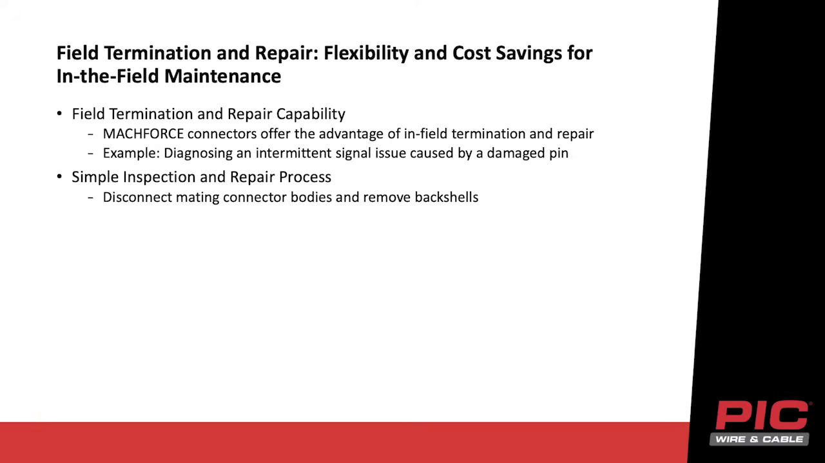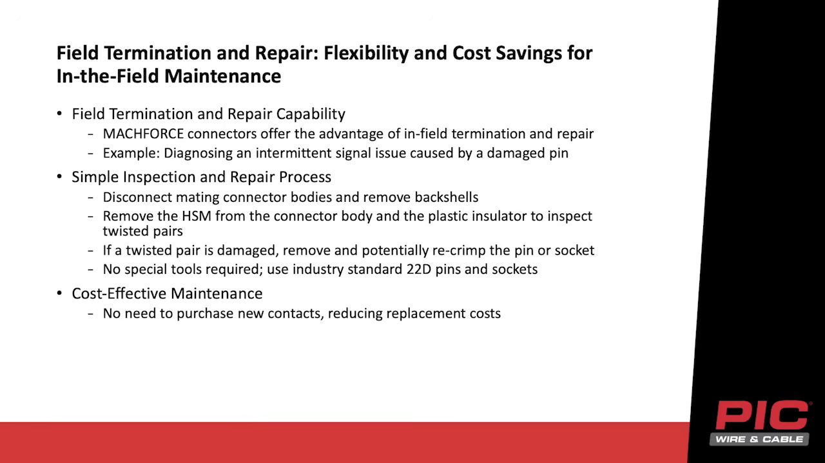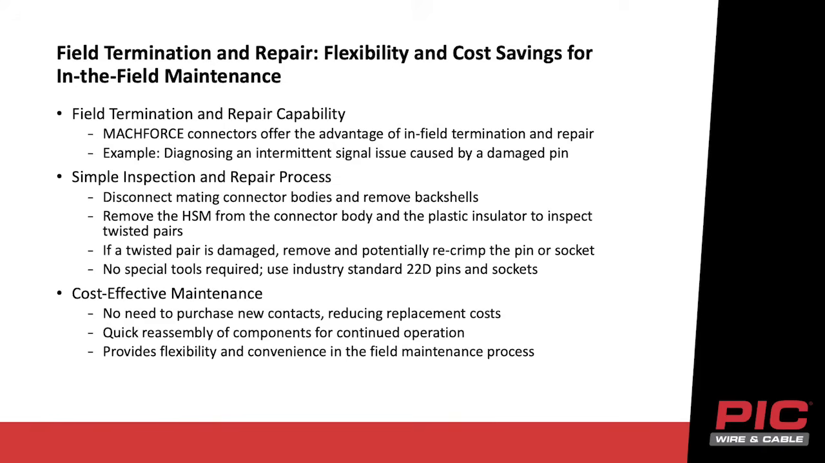After you disconnect the mating connector bodies and remove the back shells, you only need to remove the HSM from the connector body and remove the plastic insulator to inspect all of the twisted pairs. If you find that one has been damaged, you can remove the pin or socket and potentially recrimp. No special tools are needed and no need to purchase new contacts. Just use industry standard 22D pins and sockets. From there, you quickly put everything back together and move on.